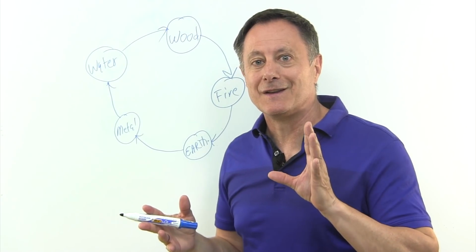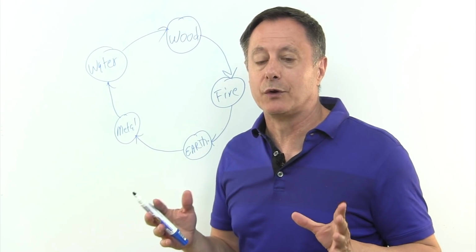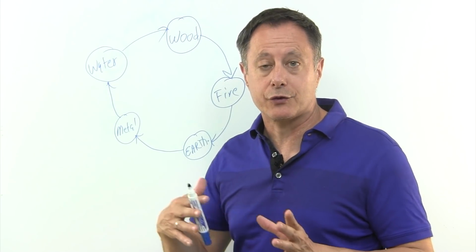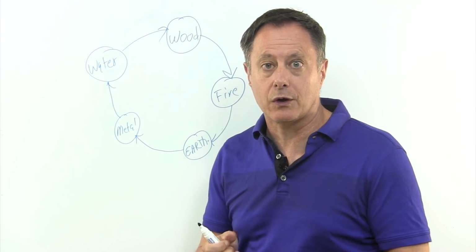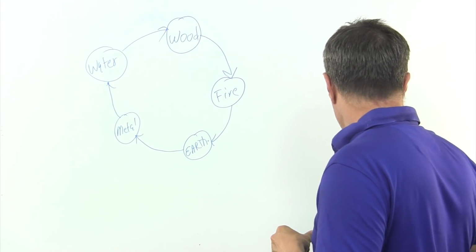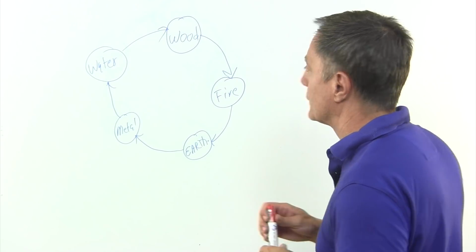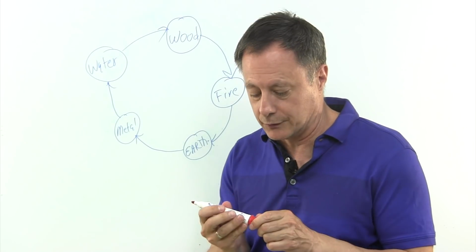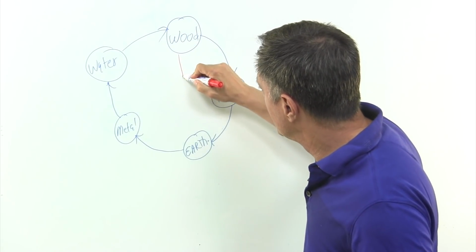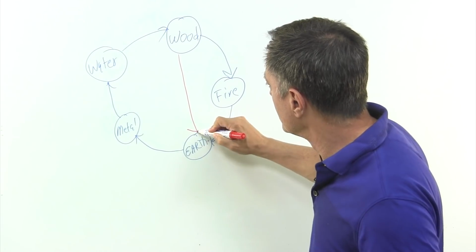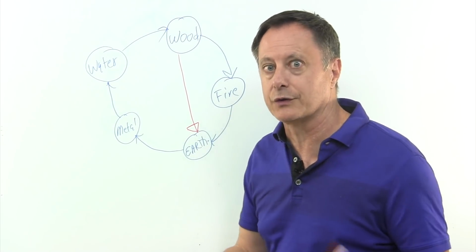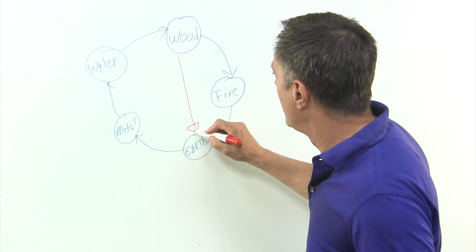Now, just as in nature, one element can create another element. One element can also destroy another element or control it, which is probably a nicer way of saying it. And that's true in the Chinese system as well. Let's grab a different color to represent the controlling cycle. So wood is considered to control earth, because you plant a tree and it grows into the ground and it penetrates the earth, so it's controlling the earth.